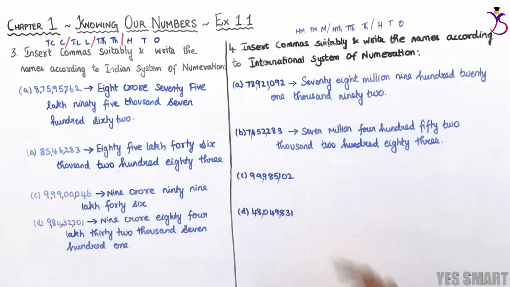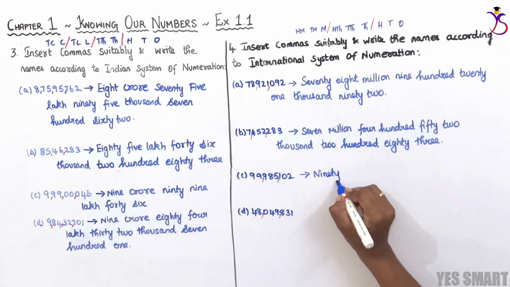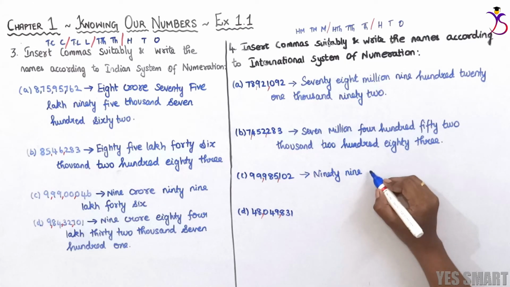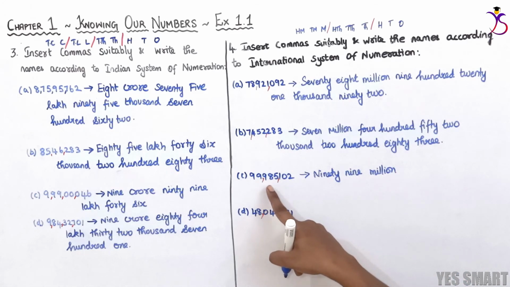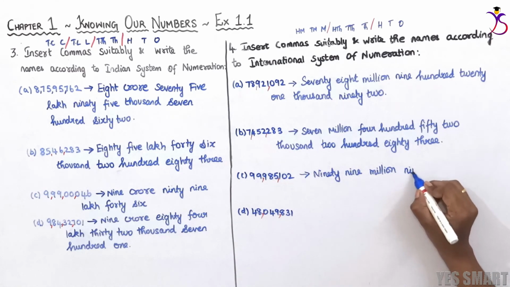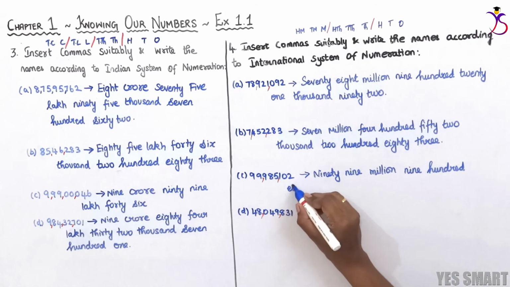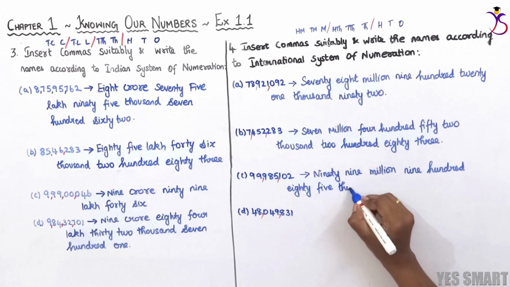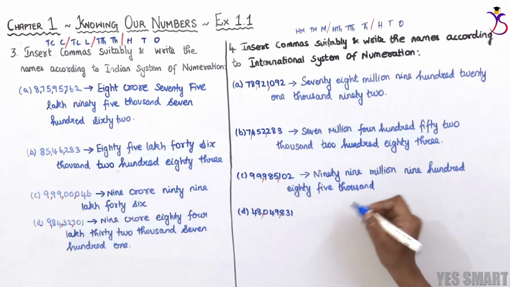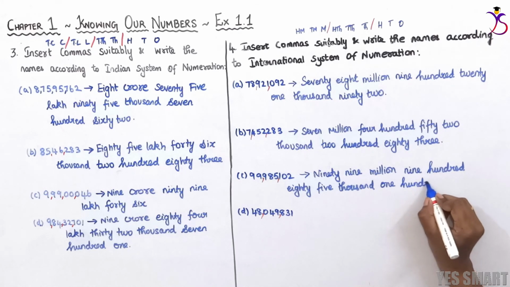Now moving on to C sum. Same, the 99 falls in million group. 99 million. Next we have 985 in thousand group. So 985,000. Finally, we have 102. So let's write 102. That's all.